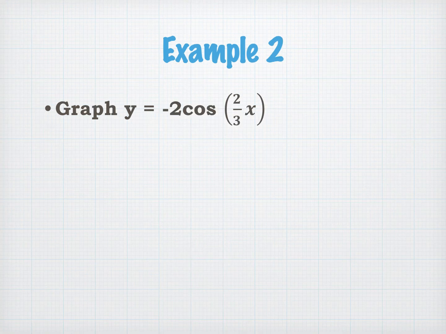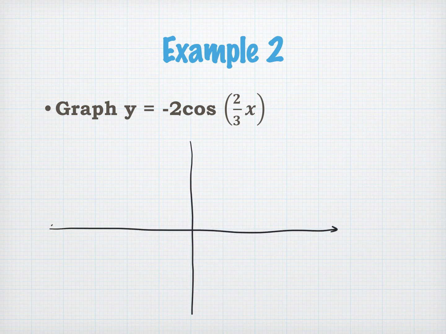So let's graph this one. This one has a few different changes in it. This is a cosine wave. So again, I'm going to set up my graph, and I know that I'm going to need to have this in quarters. 1, 2, 3, 4.